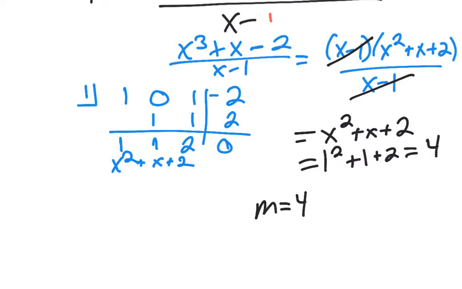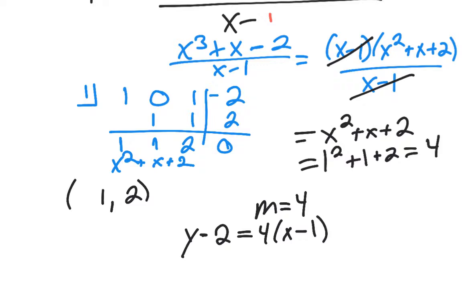So to write the equation, I'm going to use the point slope form. y minus y sub 1, and my point that I was using was (1, 2). So y minus 2 equals 4 times x minus 1. So distribute the 4, move the 2 over. My equation of the tangent line there is y equals 4x minus 2.